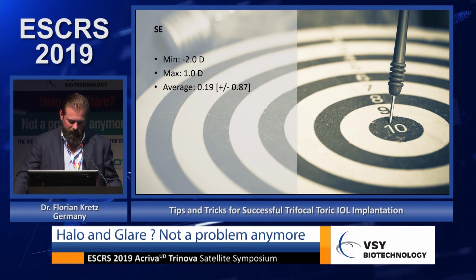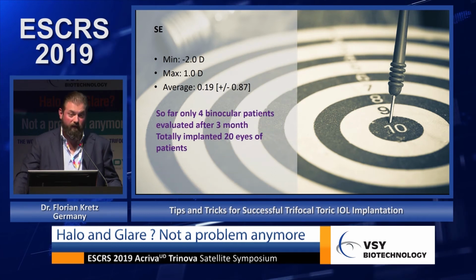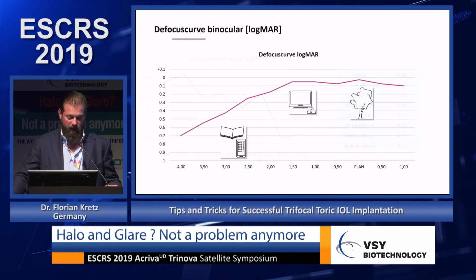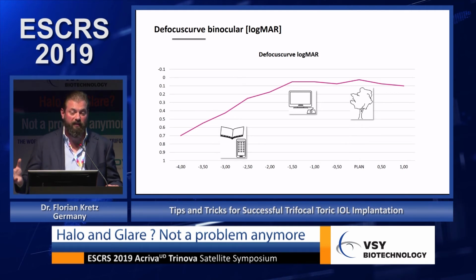Those are the preoperative data of our patients. We have 4 binocular patients evaluated after 3 months and have implanted around 20 at the moment. You can see here the visual acuity at several distances, also at 80 centimeters and 60 centimeters for intermediate. And even at those set distances, you already nearly get a very smooth curve. And that is not a defocus curve at all. If you look at the defocus curve, we get similar results with the toric version compared to the defocus curves you saw before. It's a very smooth EDOF transition from distance over very good intermediate into a really good functional near for those patients.